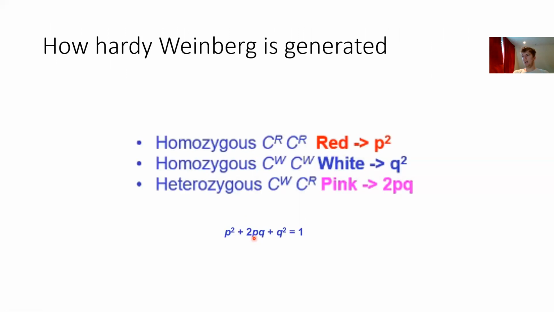So this is basically how Hardy-Weinberg is generated. We saw that we could calculate homozygous CR CR, which is red, as p squared. We saw that the homozygous CW CW gave us q squared, and we saw that heterozygous CW CR gave us pink, which was 2pq. And this right here with the red dot on it is the exact Hardy-Weinberg equation.